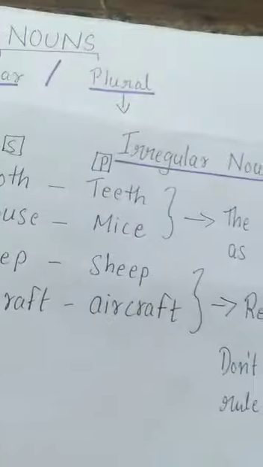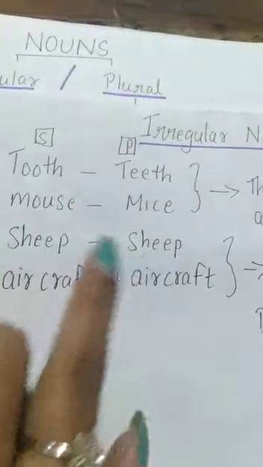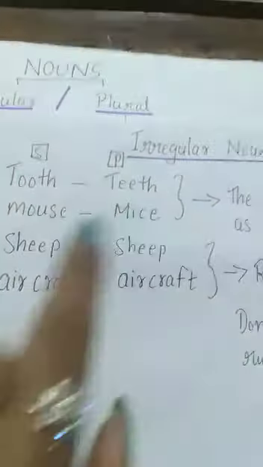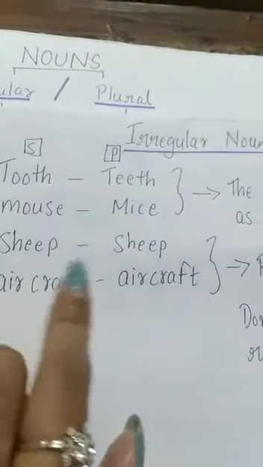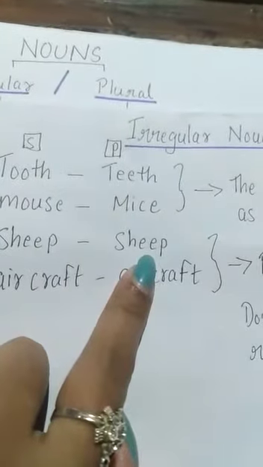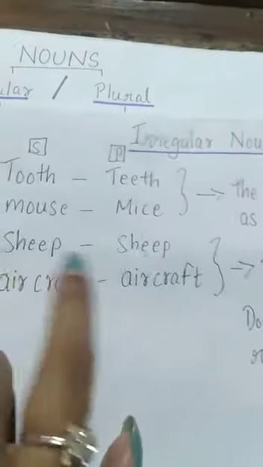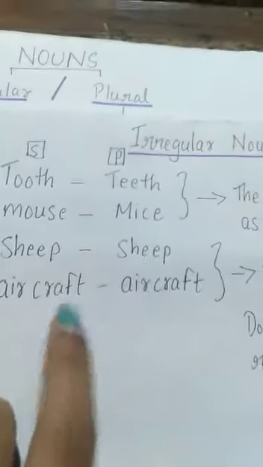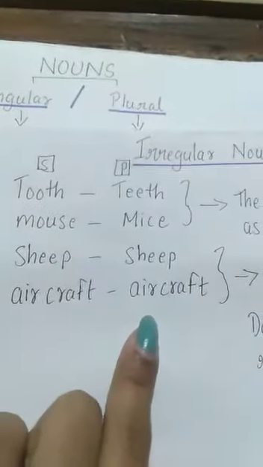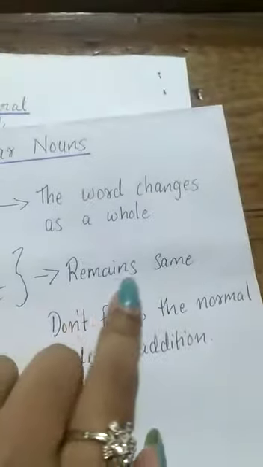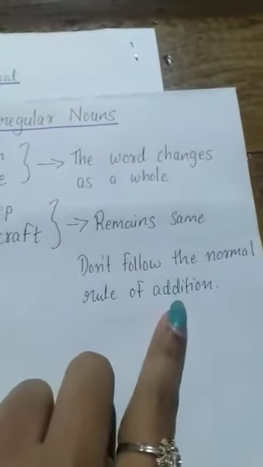And there are some other irregular nouns which remain the same, like sheep, sheep. Whether it is singular or plural, it remains the same. Like one sheep, or a flock of sheep, which means a group of sheep. Whether it is one or many, it remains the same. Similarly, aircraft, aircraft. Whether it is singular or plural, it remains the same. So these irregular nouns don't follow the normal rule of addition.